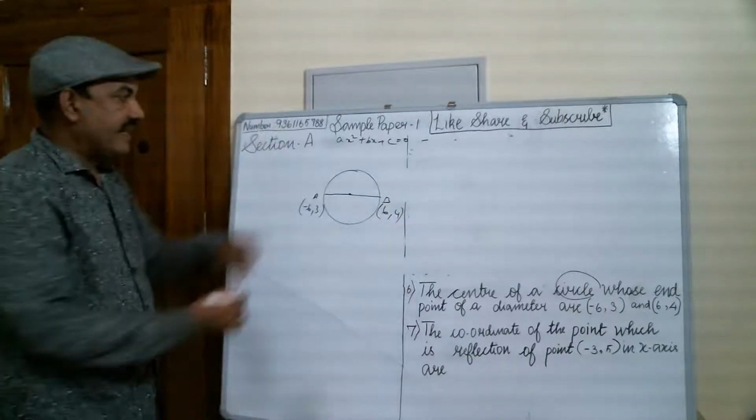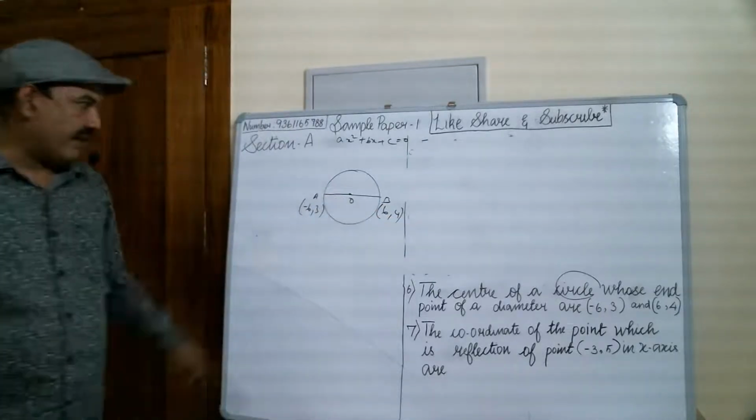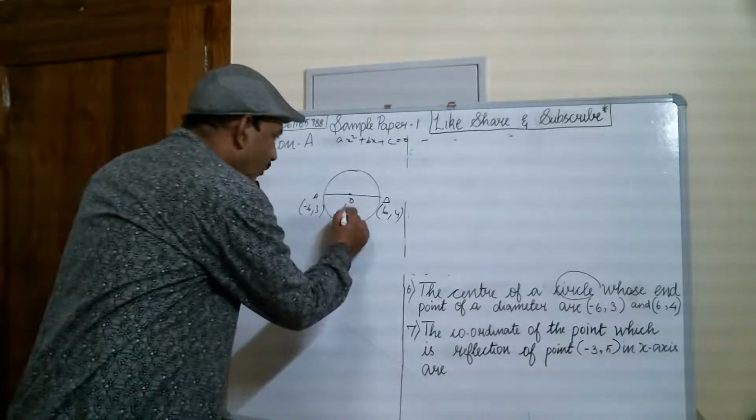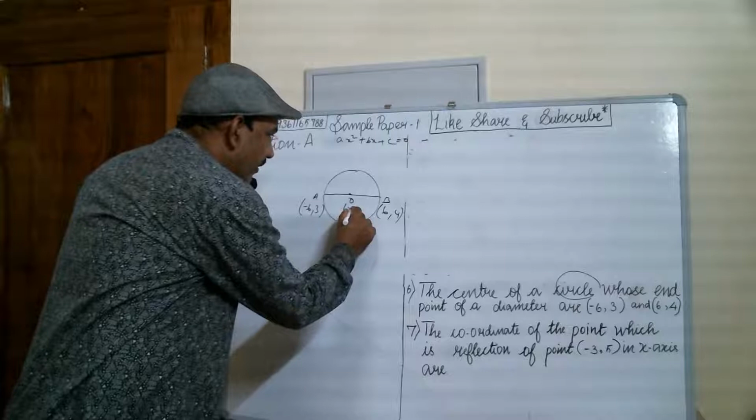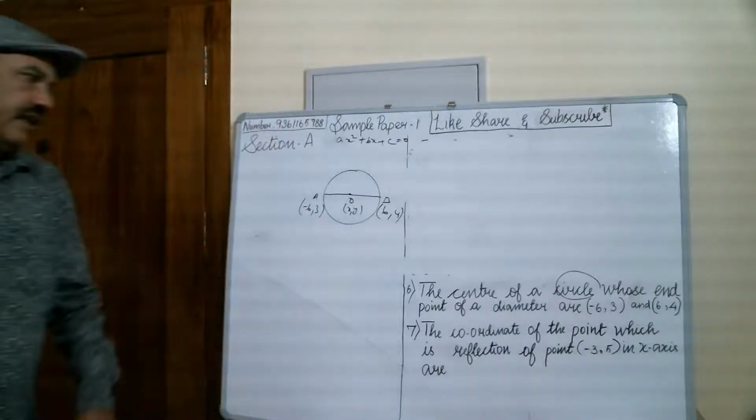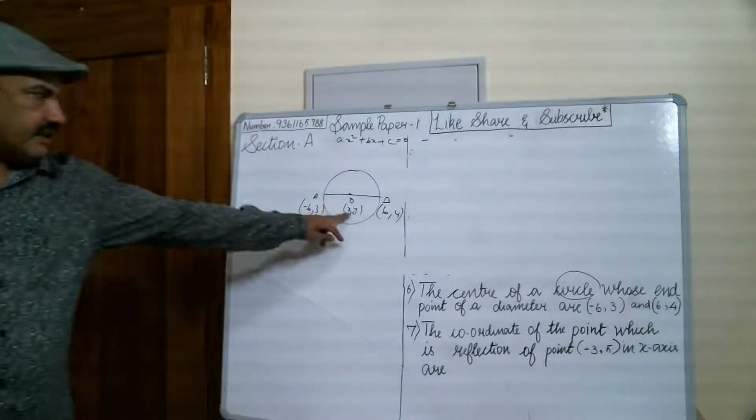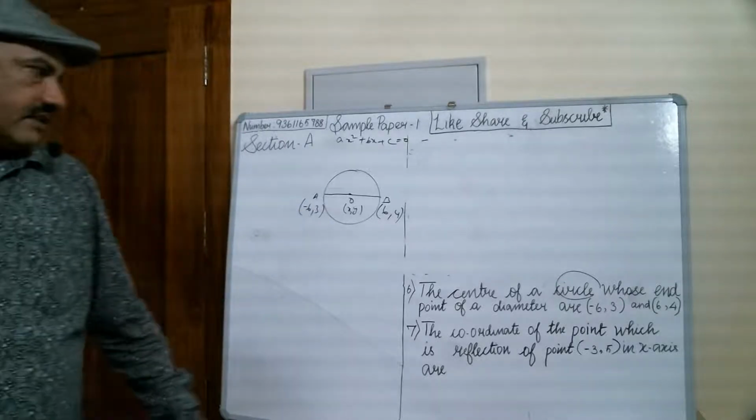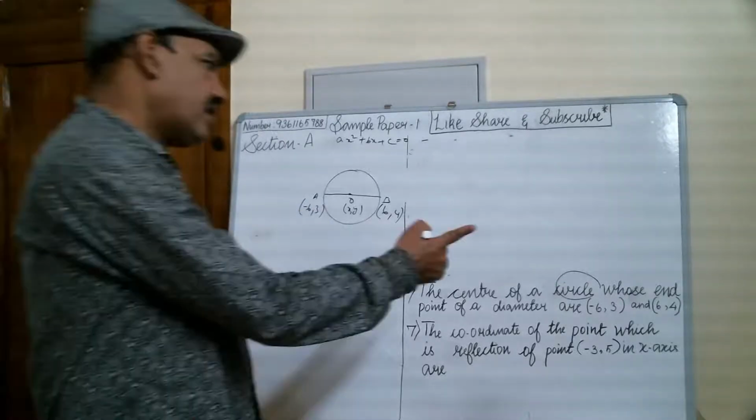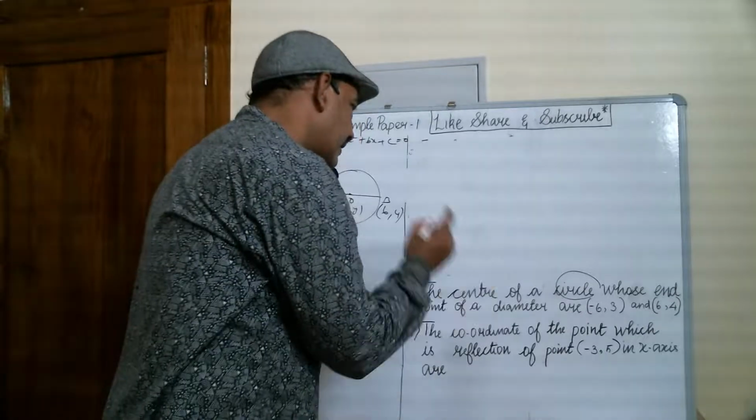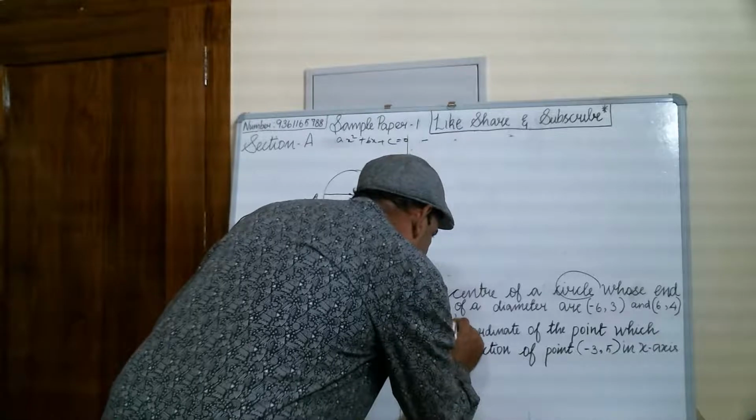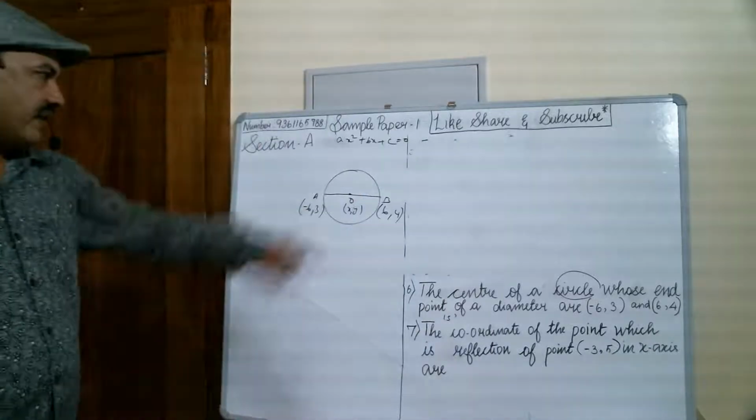Earlier, the center O was given, A was not given. Here A is given, but O is not given. So I'm going to take the coordinates of O as x, y. This is the unknown thing that we are going to find. The center of a circle whose endpoints of the diameter are given. That's what we have to find out, the center.